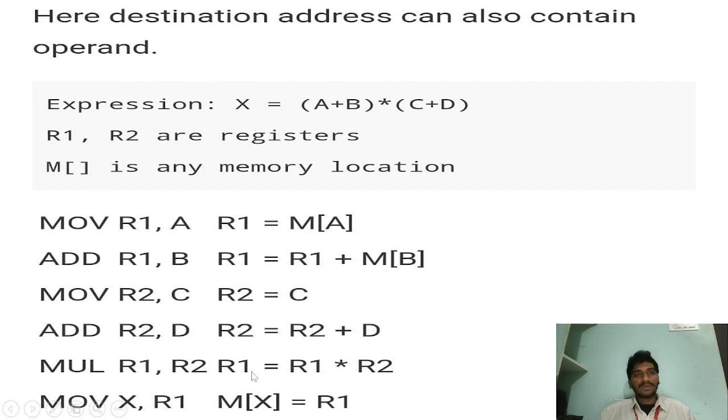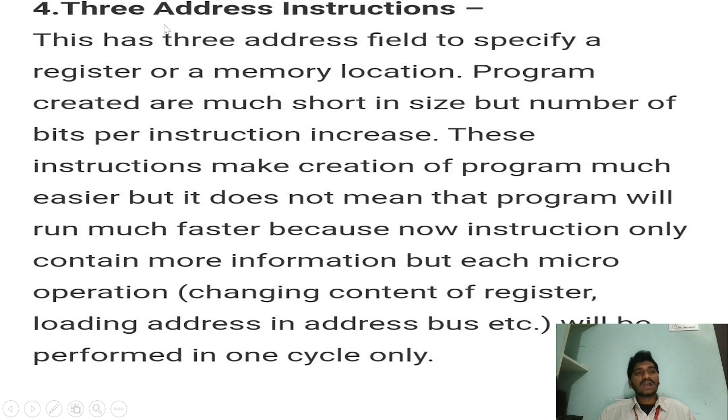And the next instruction is the three address instruction. This has three address fields to specify a register or a memory location. Programs created are much shorter in size, but the number of bits per instruction increases. These instructions make creation of programs much easier, but it does not mean that programs will run much faster, because the instruction now only contains more information. Each micro operation, such as changing the content of a register or loading an address on the address bus, will be performed in one cycle only.